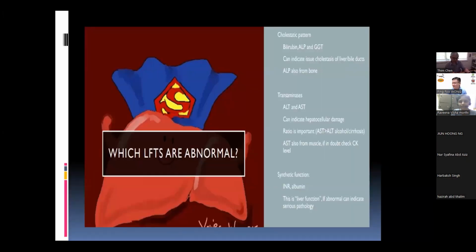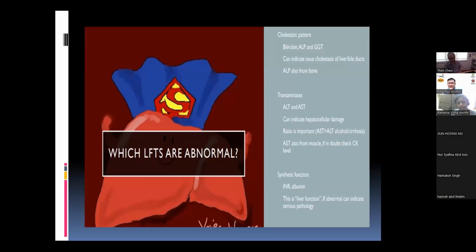Systematic analysis means that you have to have a rough idea of what the parameters are telling you. So in this case, this is the liver functions. Cholestasis is bilirubin, ALP and GGT; transaminases are ALT and AST; and synthetic is INR and albumin, basically. These are the slides that you can go through later on.